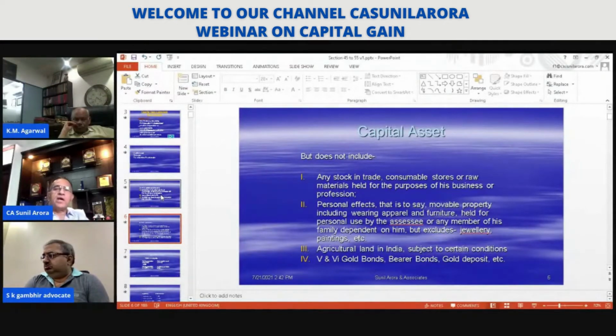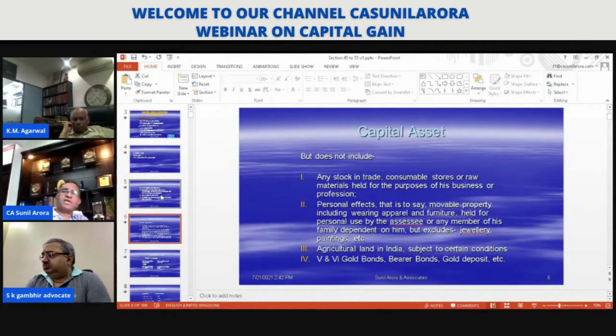The most important exception which has been provided here is agricultural land in India, subject to certain conditions. Now, this agricultural land has been excluded from the definition of a capital asset, but please mind, we are not talking of all agricultural land. Which agricultural land we are talking of, we'll be discussing. And then there are some minor items like gold bonds, bearer bonds, gold deposits, etc. Some of them have become redundant over the years. So agricultural land is the most important exception which has been provided here.